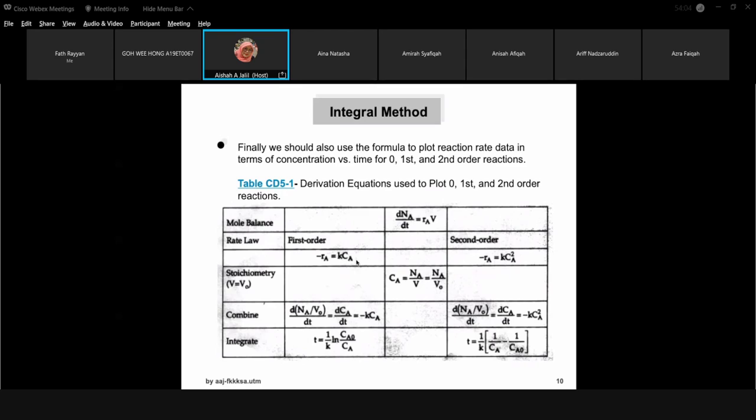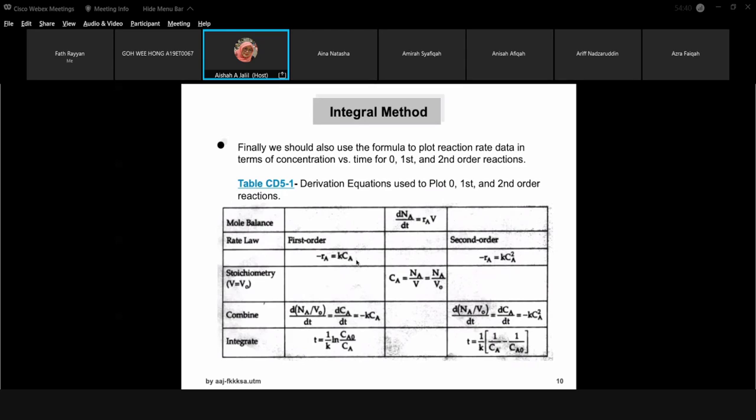Sometimes the question does not mention whether you use finite difference or the graph. If the question does not say, then if you are familiar with the finite difference, you can go with the finite difference. But you have to plot also the straight line graph. Okay, this is the second method.